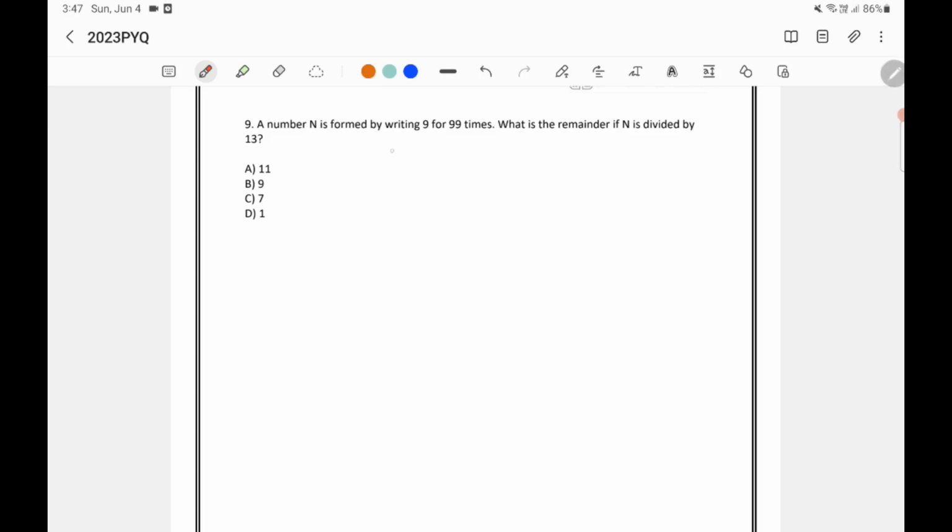A number n is formed by writing 9 for 99 times. So I am writing 9, 9, 9, 9 like this till 99 times I am writing 9. Now, what is the remainder if n is divided by 13? So if this number is divided by 13, what is the remainder?